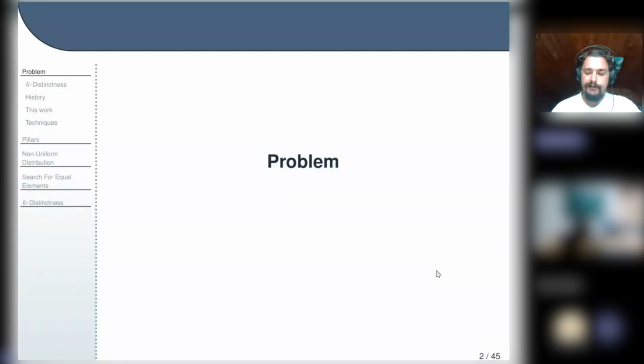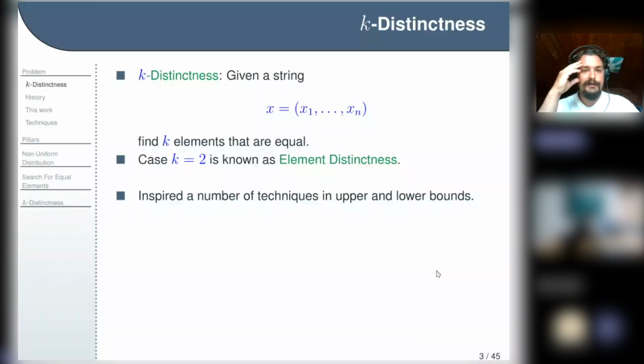So the problem is k-distinctness. We're given a string x of n elements from some input alphabet. The task is to find k elements that are equal, or alternatively, the decision version is to tell whether there exist k equal elements. Search and decision versions are essentially equivalent. In this talk, I will consider the search version, so we will have to find the positions of k equal elements. The case k equal 2 is known as element distinctness. Element distinctness is exactly the same thing as 2-distinctness, just a different name.